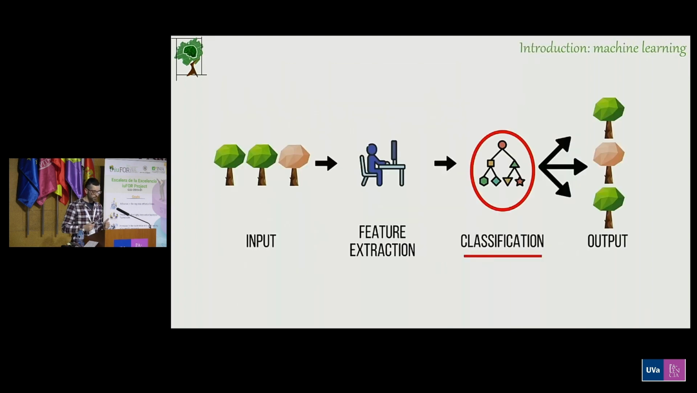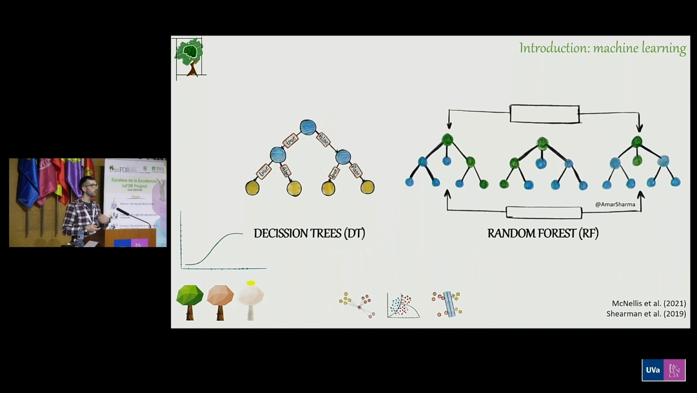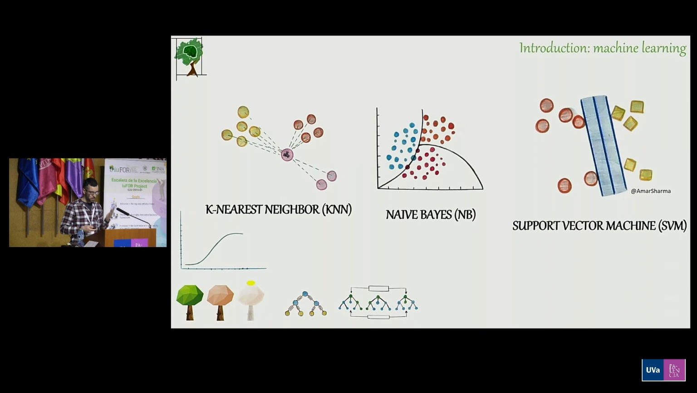So great, we have our data and we have our variables, and now is where the algorithms come in. As a reference on that topic, logistic binomial regression is the traditional methodology applied to assess tree mortality. So we wanted to compare the performance of that methodology to other algorithms like decision trees, random forest, KNN, naive Bayes, and support vector machine. I have no time to explain how they work in depth, but basically they are able to find patterns in our data in different ways.